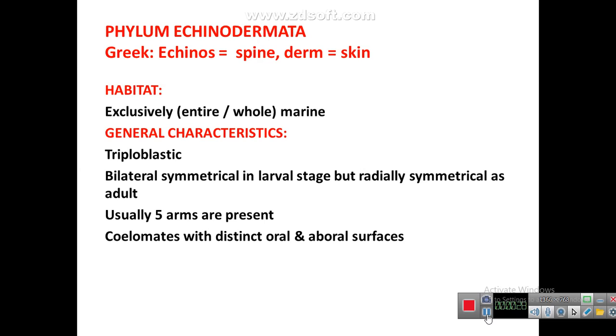General characteristics. They are triploblastic. Phylum Echinodermata is the only case in which the larval stage and the adult symmetry are different: bilateral symmetry in the larval stage, but radially symmetrical as an adult. Usually 5 arms are present, for example starfish. They are coelomates with distinct oral and aboral surfaces.